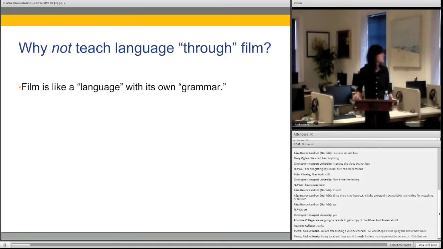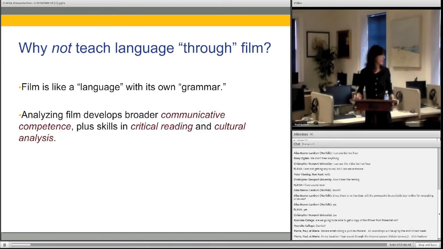So why not teach language through film? Film is itself like a language with its own grammar. The reason that I bring this up is for, I think, the very important pedagogical point that when you get into doing real film analysis and understanding this language and grammar of film and its formal and aesthetic dimensions, what you're doing is reinforcing the very skills that your students need in order to be effective users of a foreign language. Teaching film as a language is going to reinforce teaching French, Spanish, Italian, German as a language.